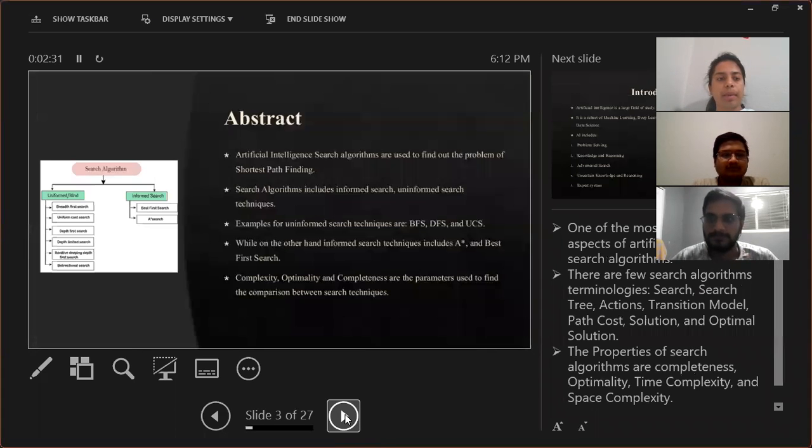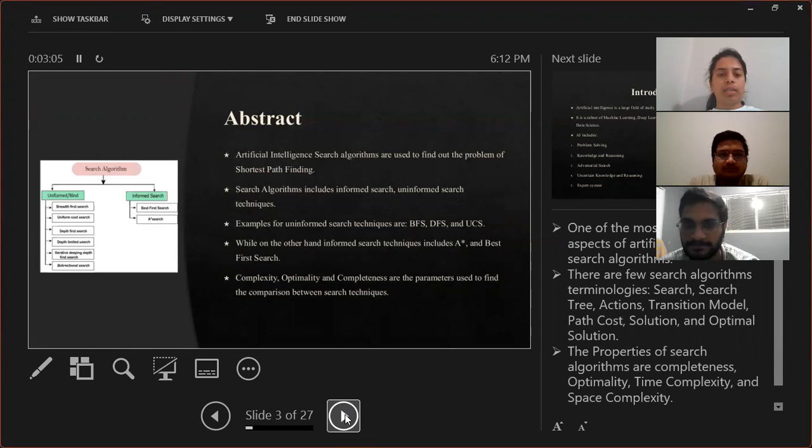Coming to the abstract of the first research paper, based on search algorithms. Artificial intelligence search algorithms are used to solve the problem of shortest path finding. The search algorithms are divided into two types: uninformed search algorithms and informed search algorithms. The uninformed search algorithms are divided into six parts: breadth first search, uniform cost search, depth first search, depth limited search, bidirectional search, and the last one is iterative deepening depth first search.